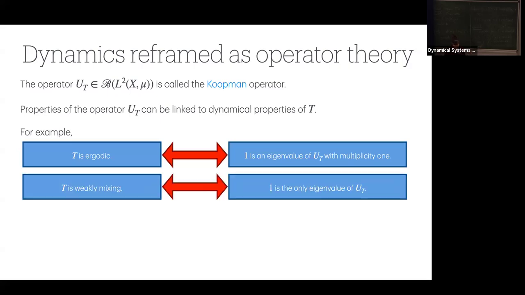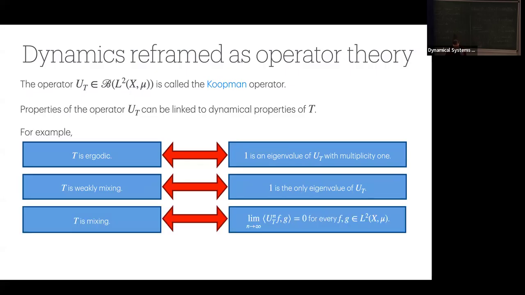It's weakly mixing if 1 is the only eigenvalue. And it's mixing if this limit exists. And I think this is called spectral decay. It's not totally a spectral thing, but again, it's totally written in terms of the operator, which is very nice.